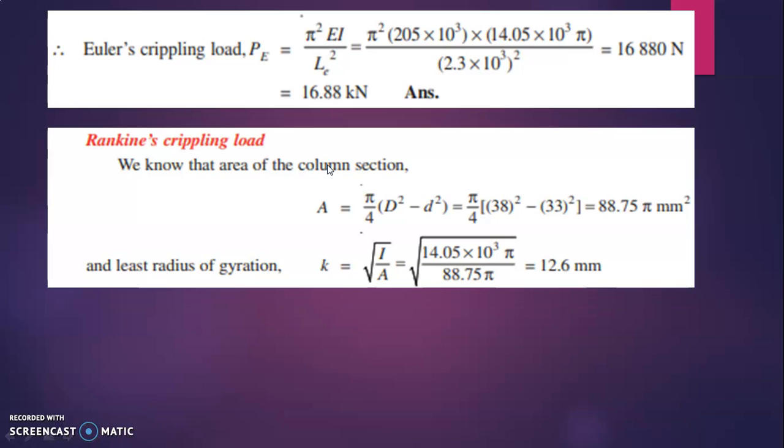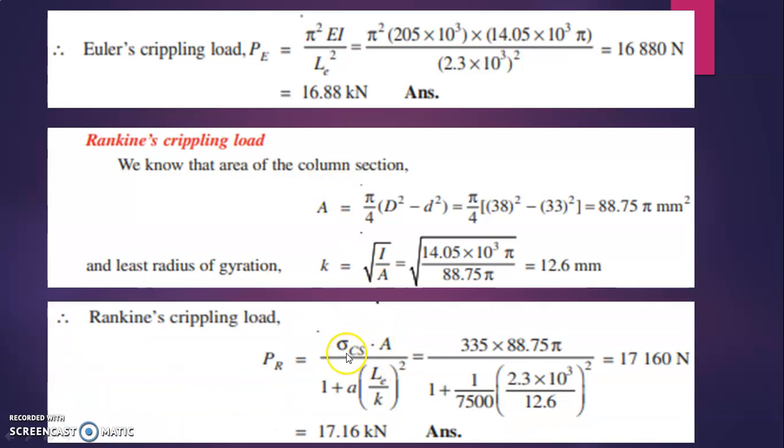Now you have to find Rankine's crippling load. The formula is sigma C into A divided by 1 plus alpha into Le divided by K whole square. Here sigma C value we have, A value we can calculate, alpha value is given, Le is given, and K you have to calculate. How can you calculate K? That is the minimum radius of gyration, equal to square root of I divided by A.